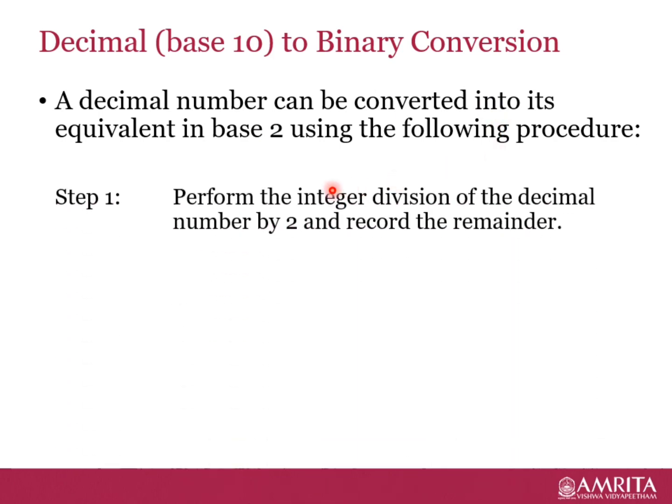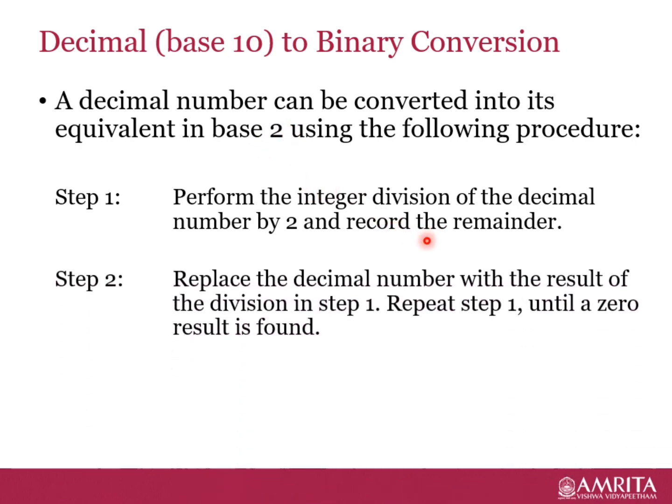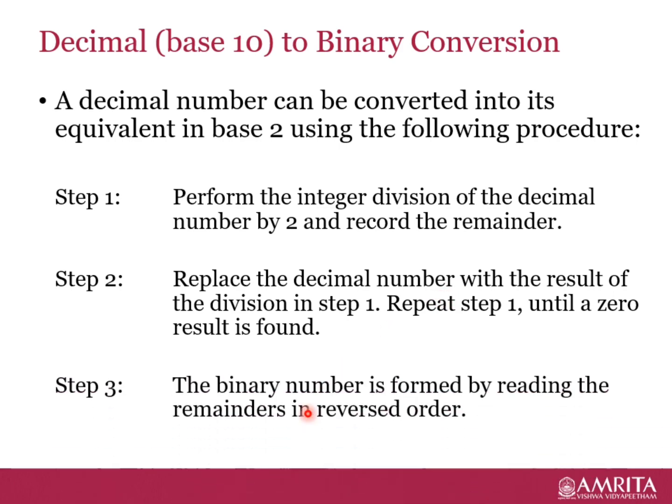The first step is to perform integer division of the decimal number by 2, because you are converting it into base 2. And after that, you record the remainders. The next step is to replace the decimal number with the quotient of the division in step 1. And this procedure is repeated until a zero quotient is found. And finally, the binary number is formed by reading the remainders in the reverse order.